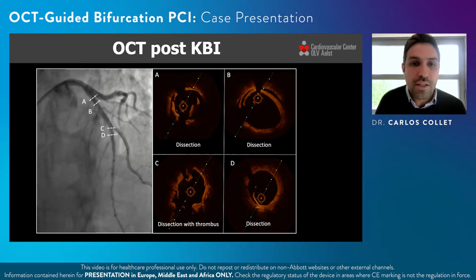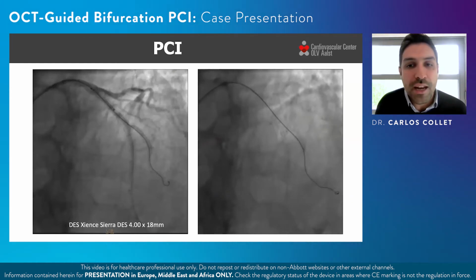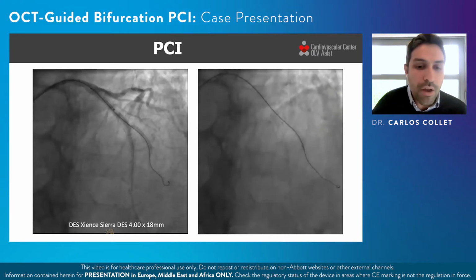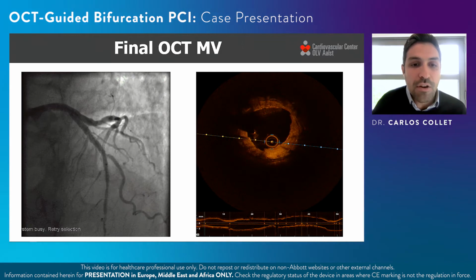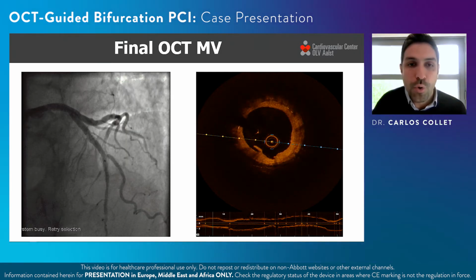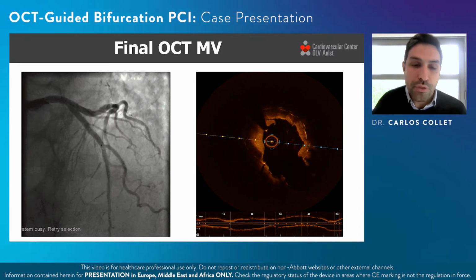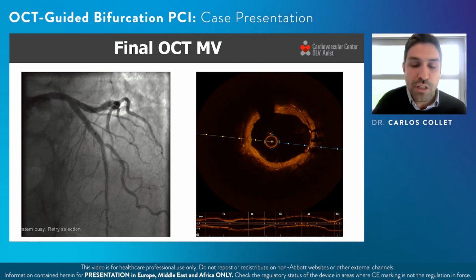We think that this was due to the guide extension that went pretty deep into the LAD to be able to cross the diagonal branch. So finally, we decided to implant another stent proximally, a Sierra 4.0 by 18, guided by OCT. And here is the last run of the OCT in the main branch that shows a very good expansion of both the previous and the newly implanted stent and no areas of malapposition.